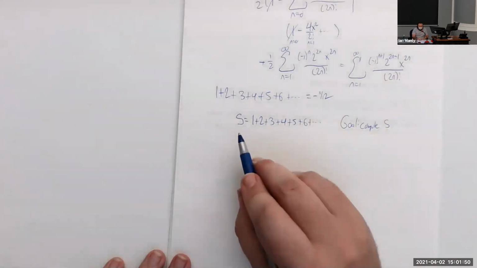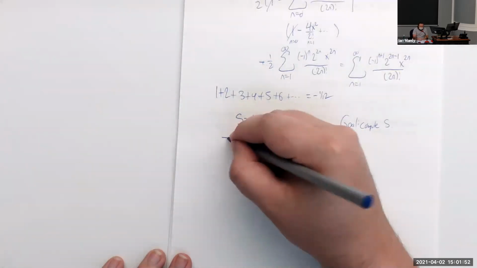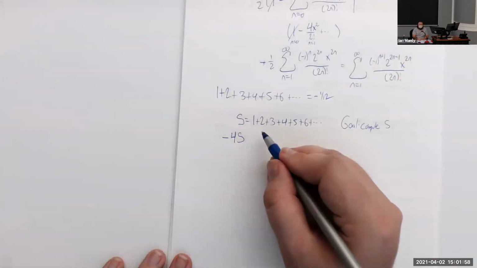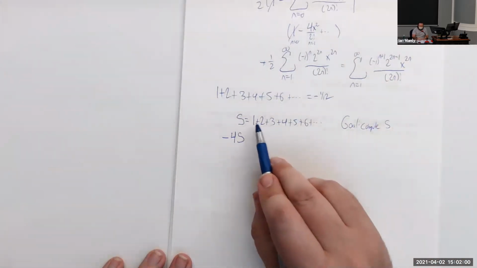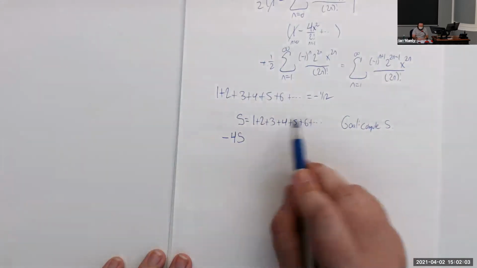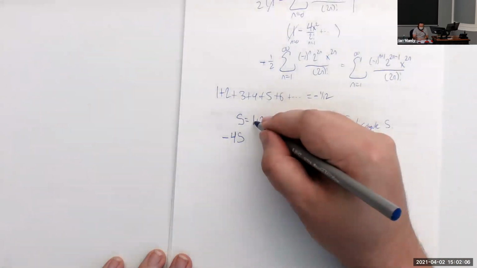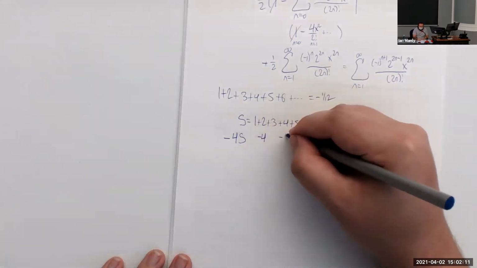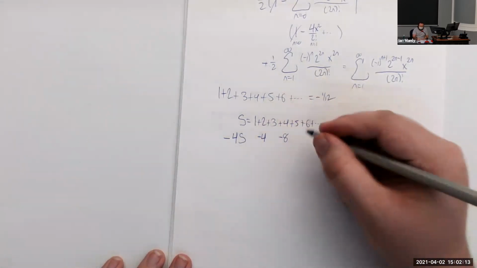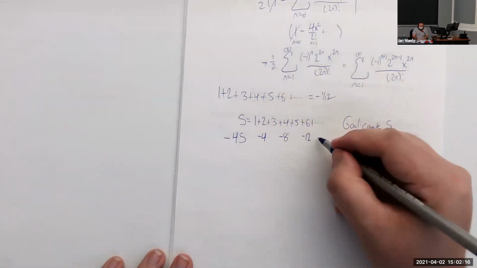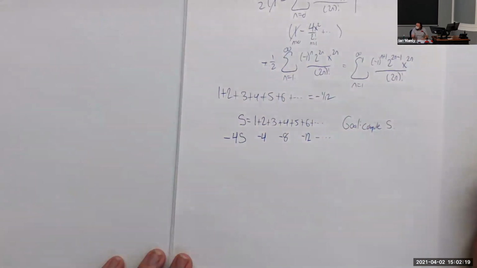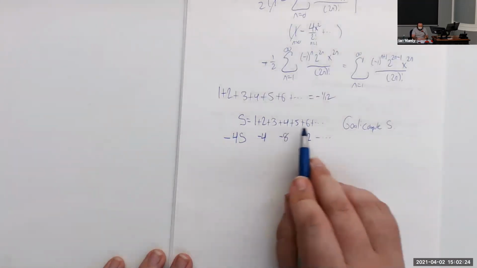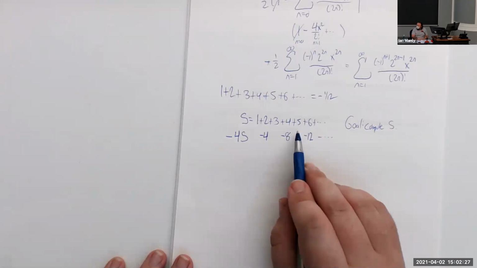Okay, now what I'm going to do is, from this, subtract 4 times S. So what does negative 4 times S mean? Well, I just multiply all of the whole numbers by negative 4. So 1 times negative 4 would be negative 4. 2 times negative 4 will be negative 8. 3 times negative 4 would be negative 12. And that would continue on forever as well. So I'm taking away 4 times the sum from all of this.